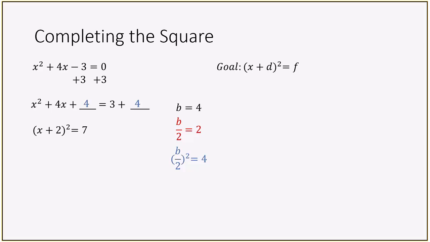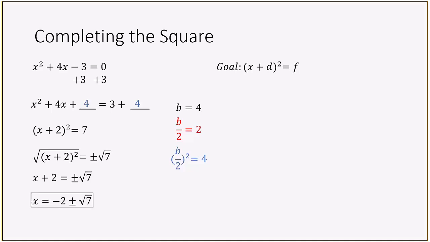At this point, I just need to solve for x. So I do that by, well, I need to get rid of that square, so I'm going to square root both sides. I need to make sure that since I'm square rooting both sides, I put a plus or minus in front of my 7. And then to solve for my x, I'm going to subtract 2 from both sides.